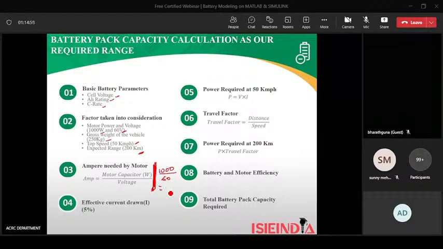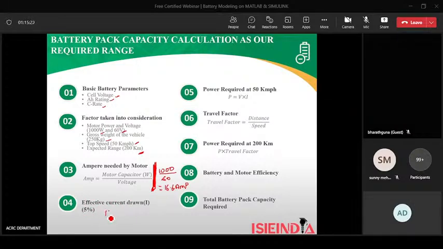So it will be around 16.66 ampere. So this much ampere current I require. Now what happens when we accelerate? There is some extra current required.